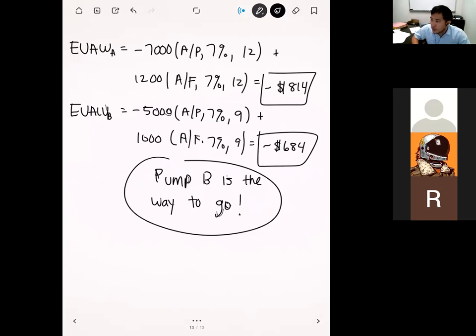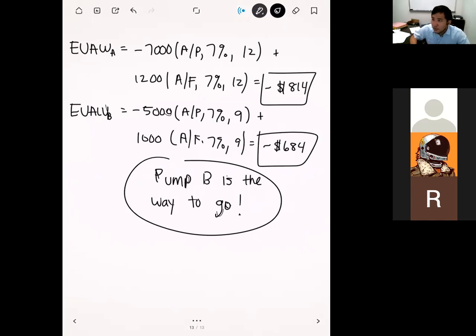Okay. And so if you wanted to do this problem with present worth analysis, assuming that you do run it up to 36 years, you should get the same result, that pump B is the better way to go. It's just that annual cash flow analysis is a little bit more convenient because you have a little bit less calculations, a little bit less things to look up in the table, right? But both ways are completely valid.